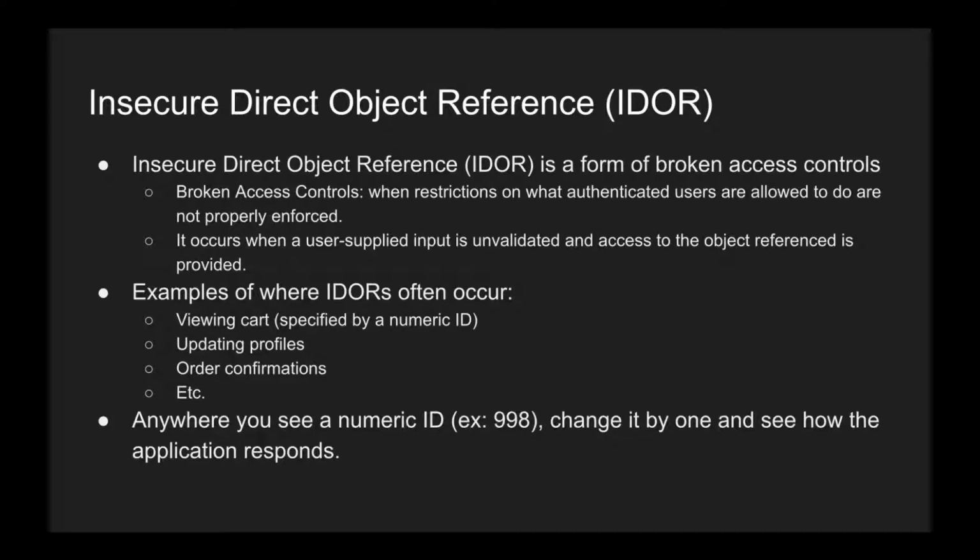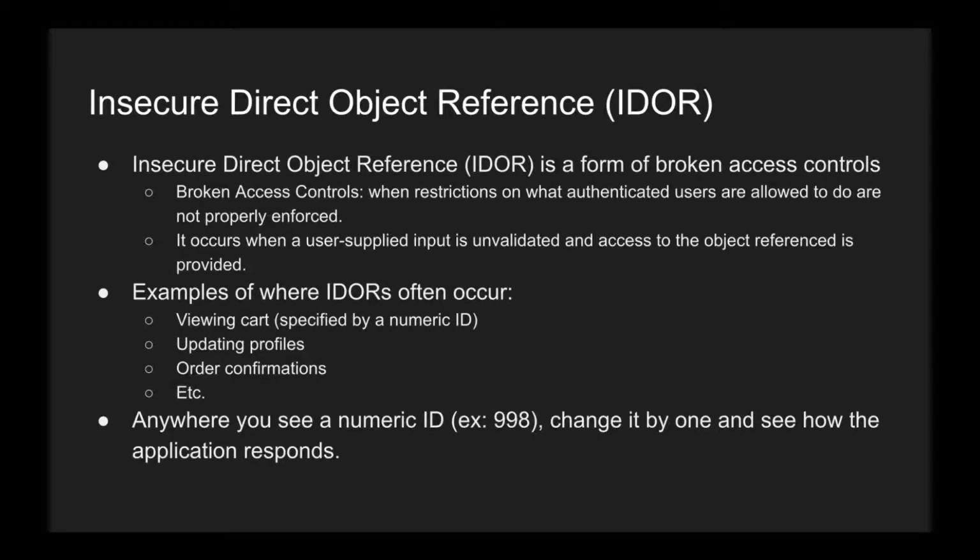And then some examples of where IDORs are usually found, like viewing a cart. You usually have, oh, your cart ID 1000 or 1001. If you change that to a different number, you could potentially view someone else's cart. So it's usually when there's some sort of numeric ID that's tied to some object.